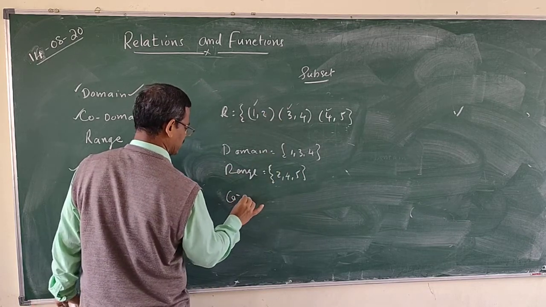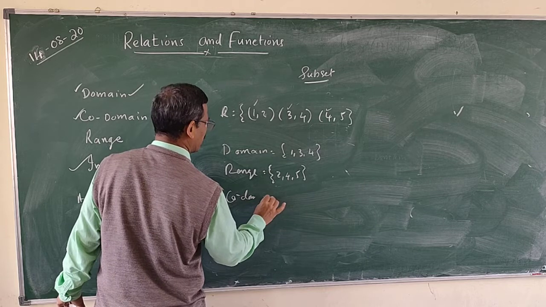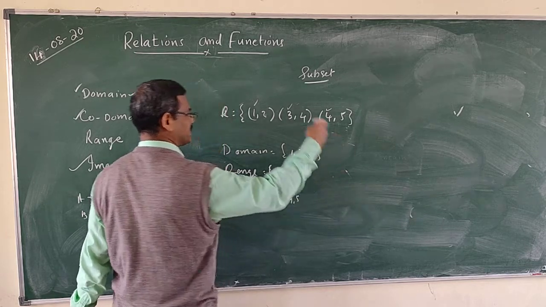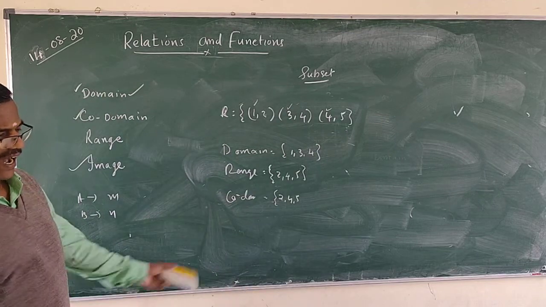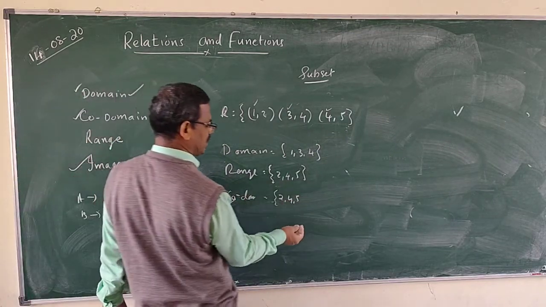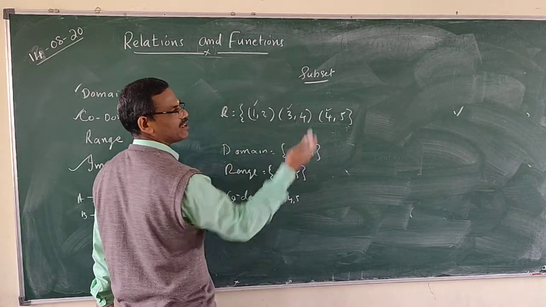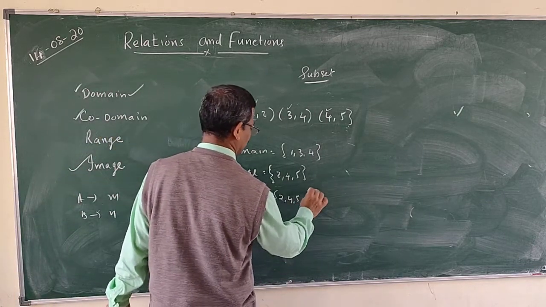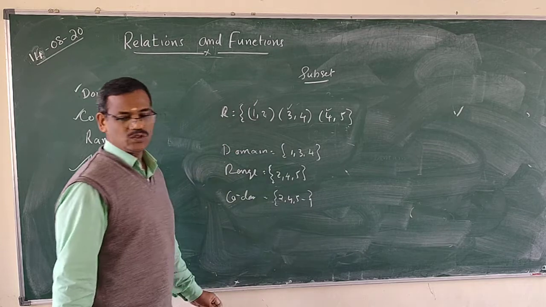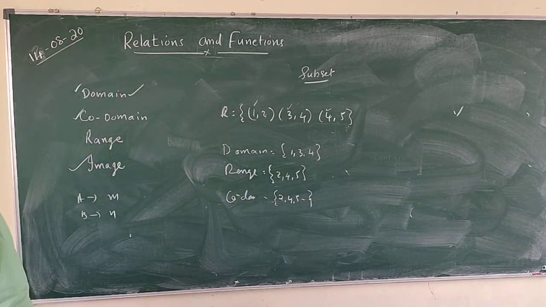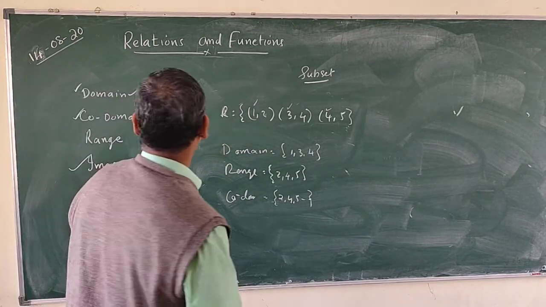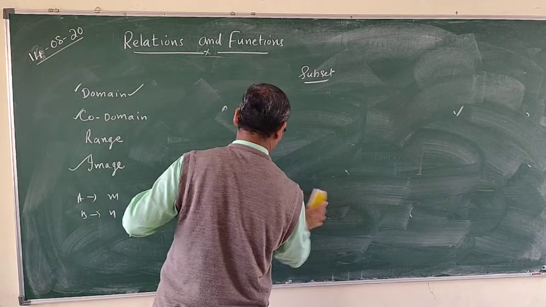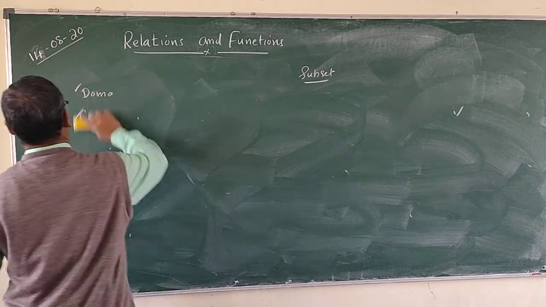And the codomain. The codomain should have all the second elements 2, 4, 5, and we don't know what the other elements are. Sometimes there may be some extra elements, and to identify that we should get some additional conditions. Okay. So this is the way we will be finding out the domain, codomain, range and image, etc.